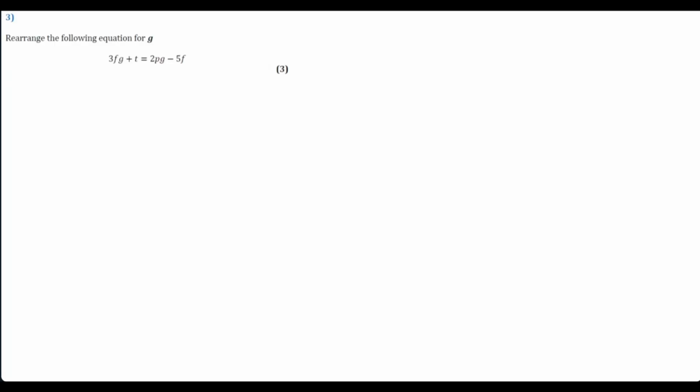That's finished. Question number 3. This topic is changing the subject of a formula, and we want it to get g on its own. Okay. This is one of the harder ones because it will involve factorising, which a lot of people forget that's what you can do when you're rearranging.